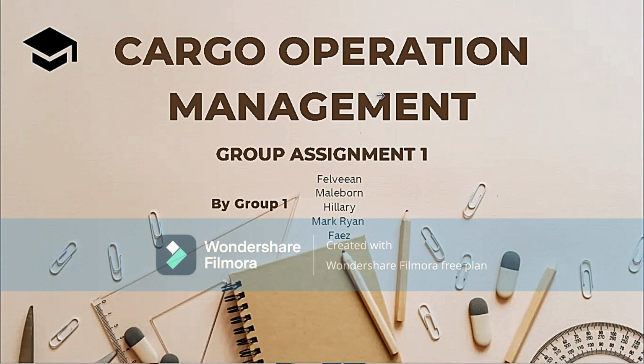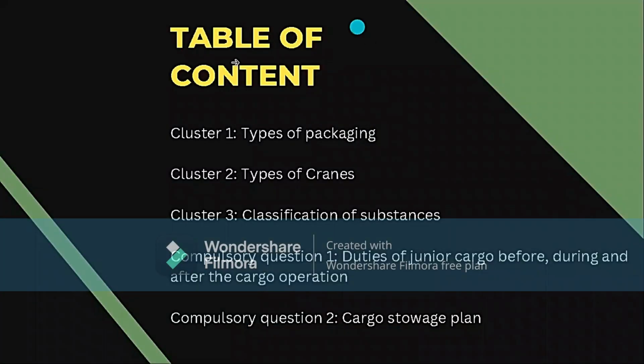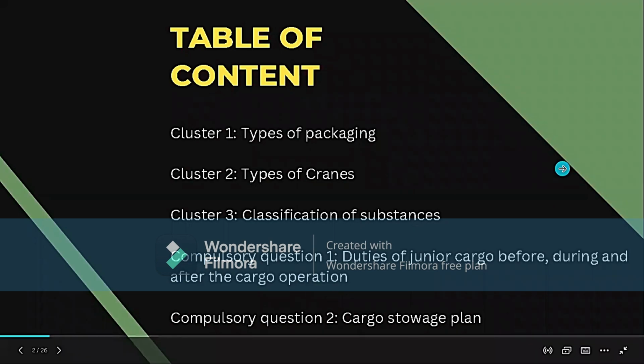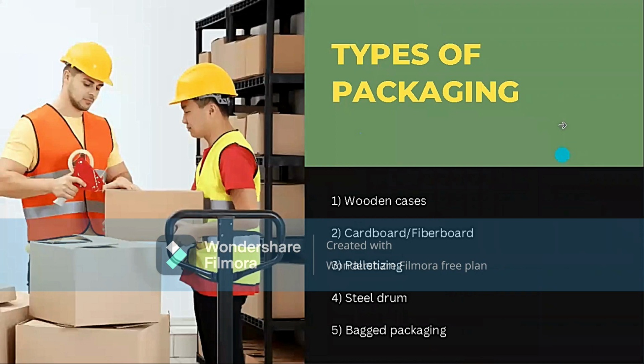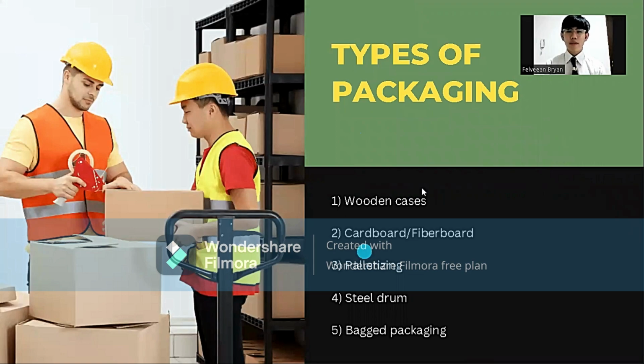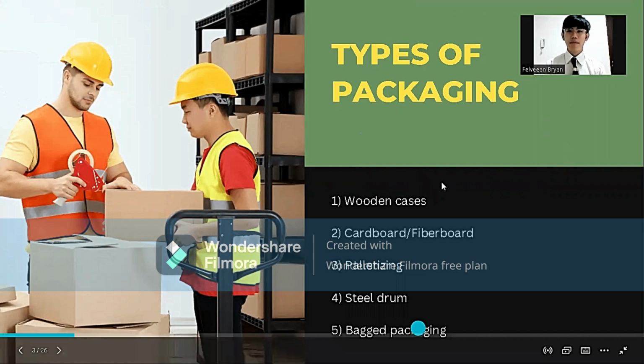Today I will start presenting about group assignment 1. So basically this is our group, starting from Philippines, myself, Melbourne, Larry, Macrayan, and Vice. This is the table of contents. We have cluster 1, 2, 3, followed by compulsory question 1 and 2. Type of packaging: we have 5 different types of packaging, which are wooden cases, cardboard fiberboard, palletizing, steel drum, and packet packaging.